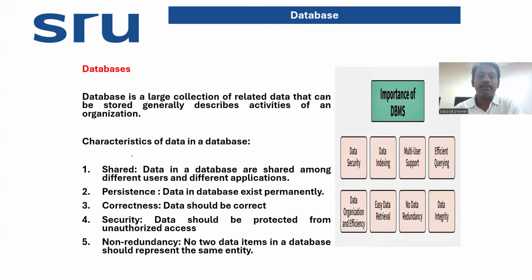And persistent means data in a database exists permanently. The main objective of a computer is that we store our important information permanently in the database of memory. So persistent means data in databases exists permanently. Permanently means there is nothing temporary. Whenever you want the data, you can access and retrieve the data.